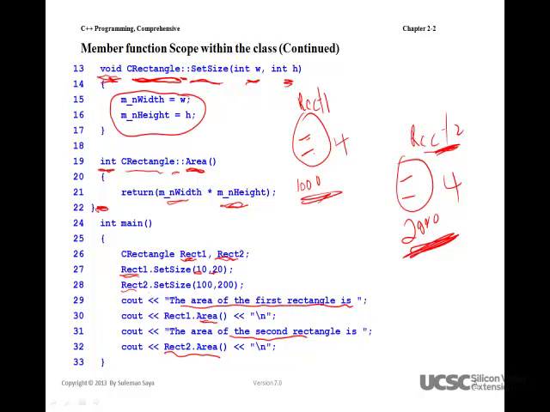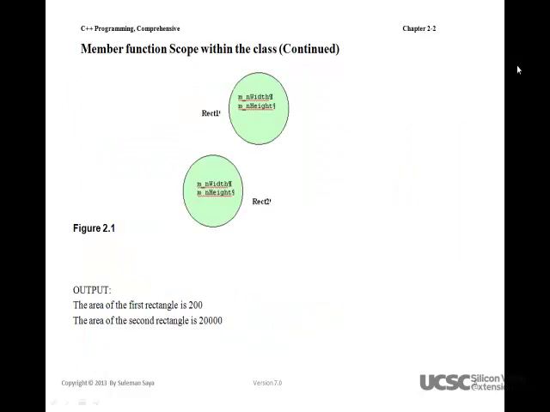So let's look at some pictures on the next slide. What I was drawing is right here, rect1 and rect2. And this is the output. This is the output that you will see once the program finishes running.